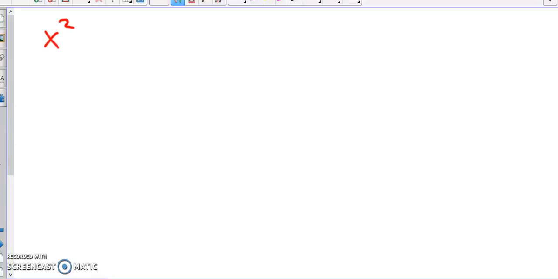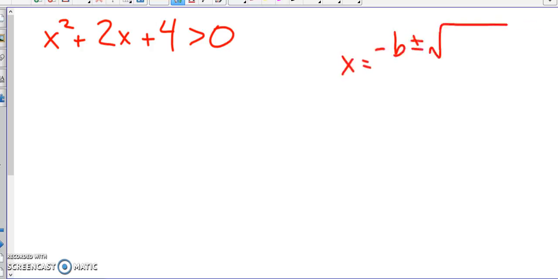Let's say we had x squared plus 2x plus 4 is greater than 0. Well, unfortunately, that doesn't factor. So to handle that, I have to use the quadratic formula. X equals negative b plus or minus the square root of b squared minus 4ac all over 2a.